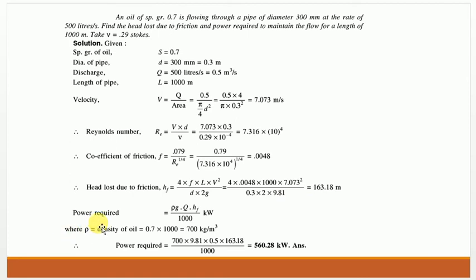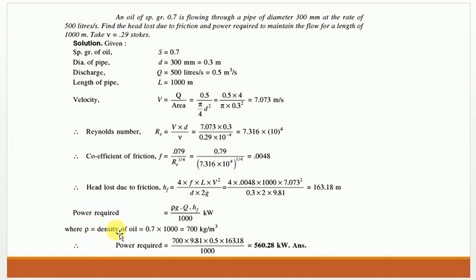So power required to maintain the flow will be the weight of the fluid into the discharge per second into head loss due to friction divided by 1000, because this formula will be in terms of watts, so by 1000 to get kilowatts. So rho g is the weight, weight into discharge per second, how much fluid is discharged, and what is the loss. If you are able to get this value, that will be the actual power required.